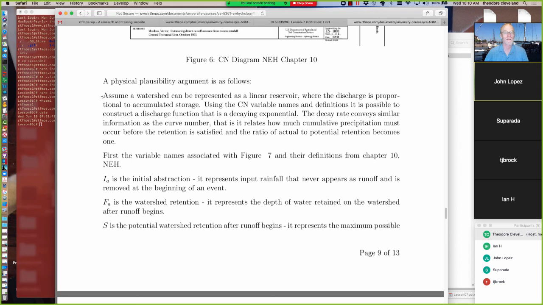relatively quickly. If we assume a watershed can be represented as a linear reservoir where discharge is proportional to accumulated storage, and then using the curve number names and definition, we can construct a discharge function that's a decaying exponential. And the decay rate contains the same information as the curve number.